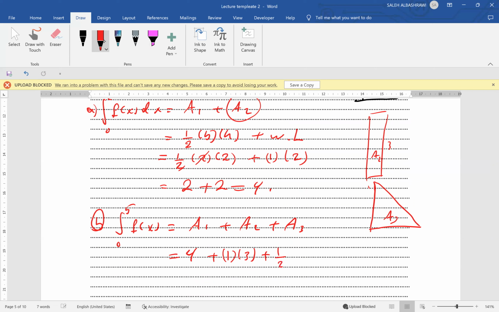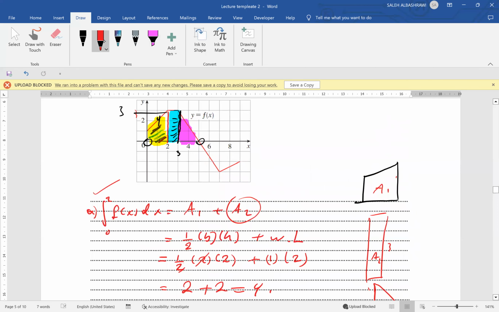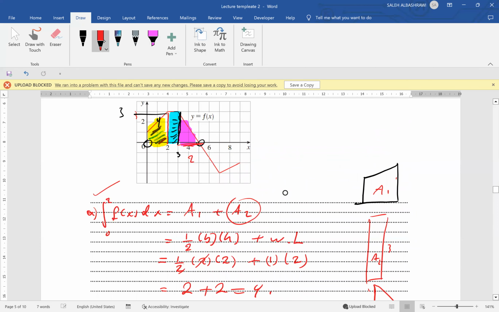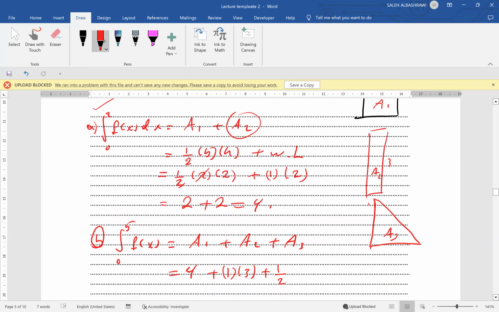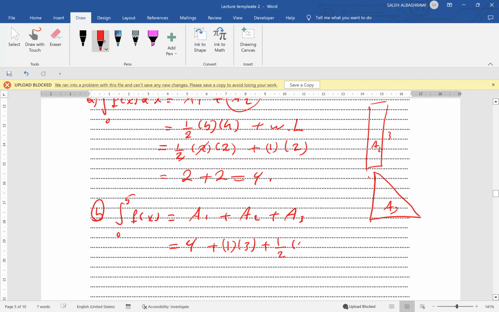It is 1/2 multiplied by the base. The base for this one, which is from 3 to 5, is equal to 2. That is 1/2 multiplied by 2 multiplied by the height, which is equal to 3. So the value for this one will be 4 plus 3 plus 3, the 2 cancelling with the 2. So it is equal to 10. So the value for this definite integral is equal to 10.